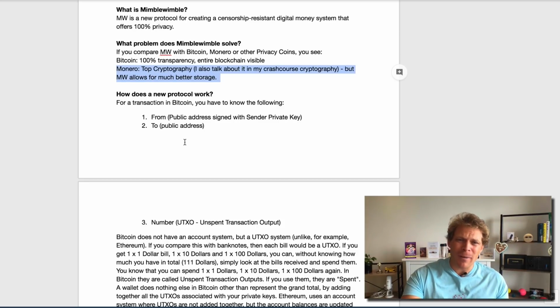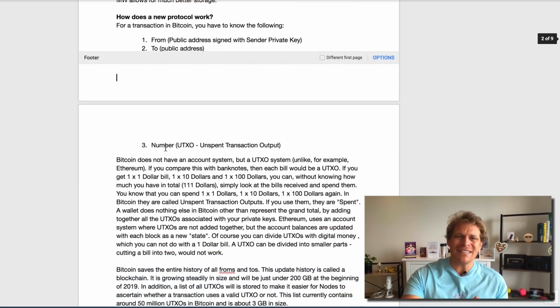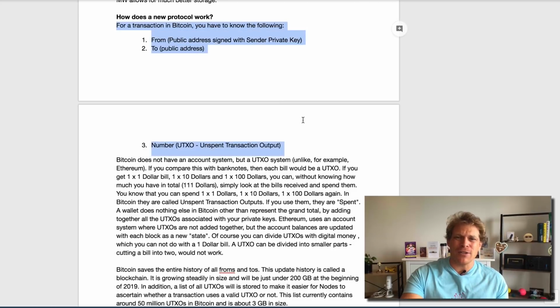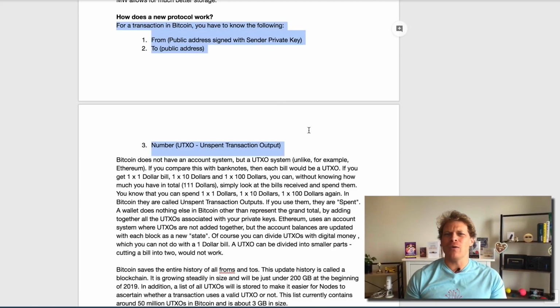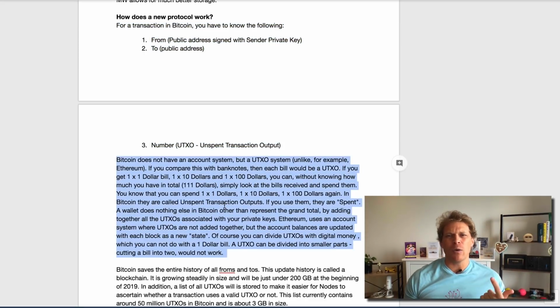So if we talk about this new protocol, then what we're going to see is that for a transaction, what we actually need to know is always the from, the to, and an amount. And this is very straightforward. This is actually a very basic concept. And if we look at how Bitcoin does that, it does that through what's called a UTXO system, an unspent transaction output system. This is very different to Ethereum because Ethereum does it account-based.